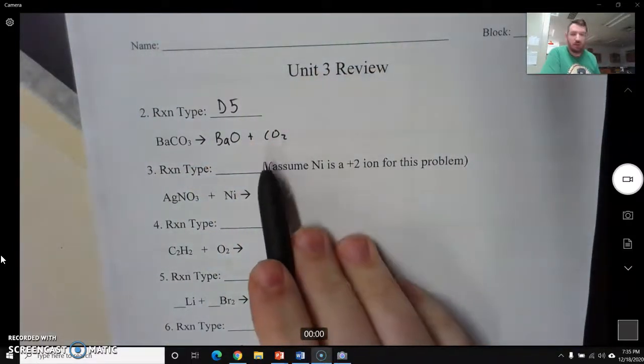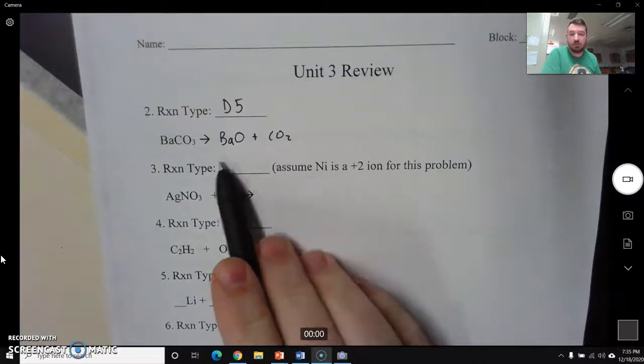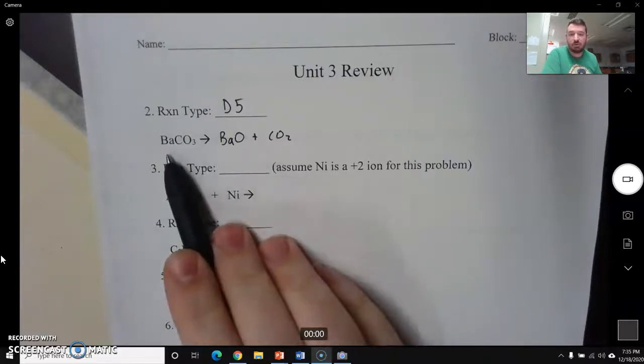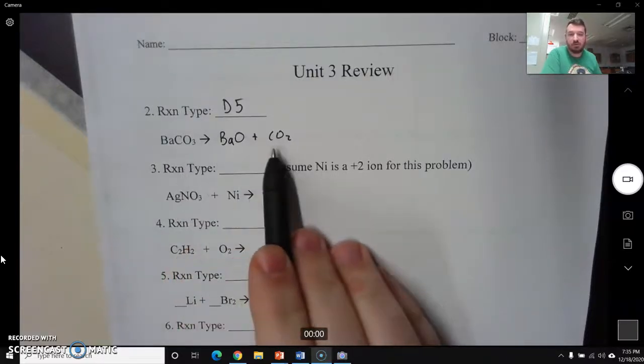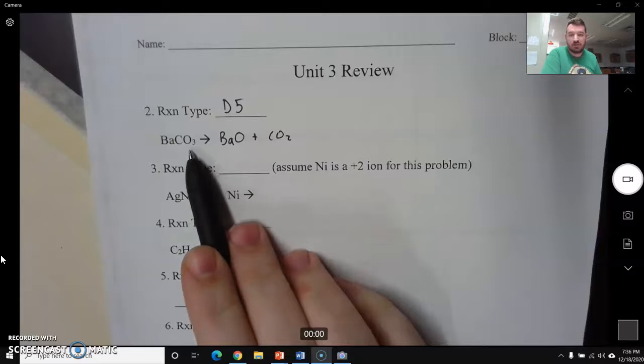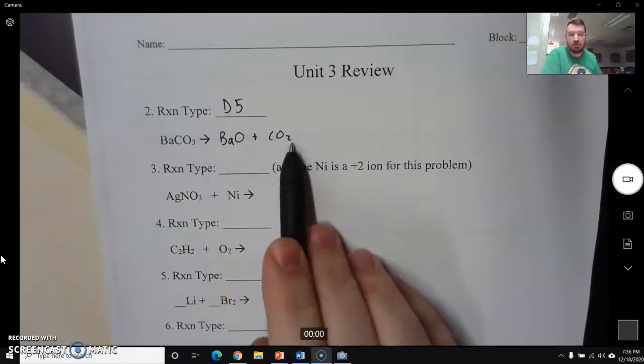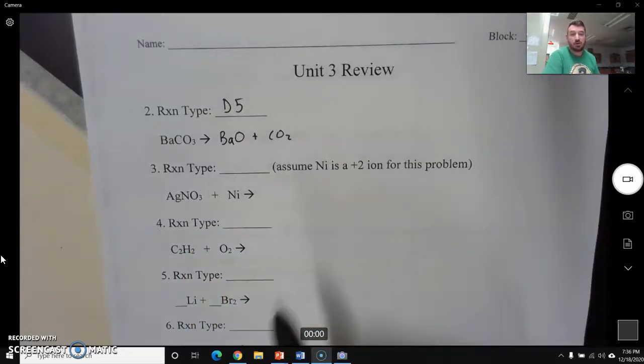CO2. And if I'm looking if I need to balance this or not, well, I have one barium on both sides, 1 carbon on the left, 1 carbon on the right, 3 oxygens on the left, 1, 2, 3 oxygens on the right. So we are good. So if you got this yourself, give yourself a pat on the back. If not, we're going to keep going.